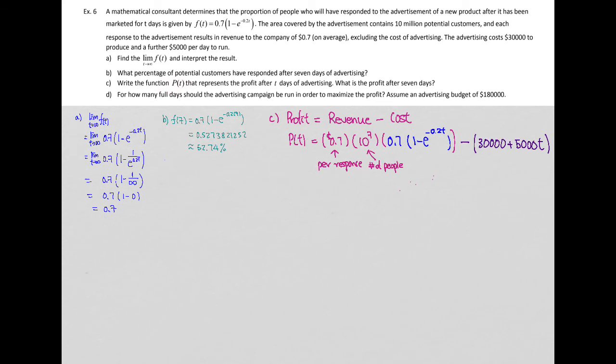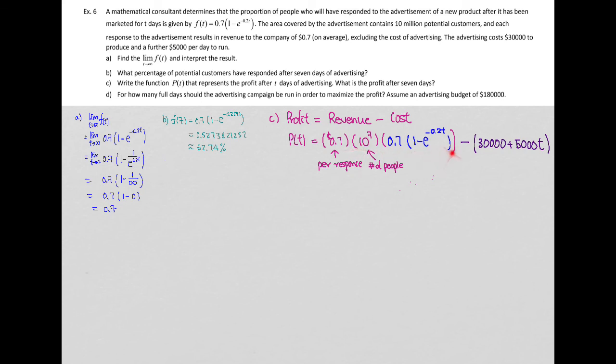Part C, I need to find a function, P, that represents the profit after T days of advertising. We know the profit equals the revenue take away the cost. Revenue is the total amount of money that you earn, and cost is the total amount of money that you pay. So how do I know how much money we earn? We know for each response, we get $0.7. So we need to find how many responses we will get.